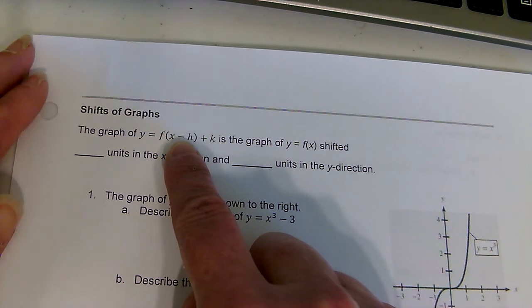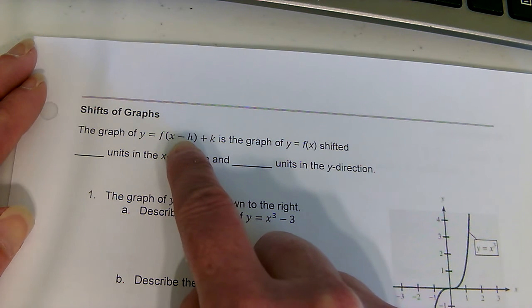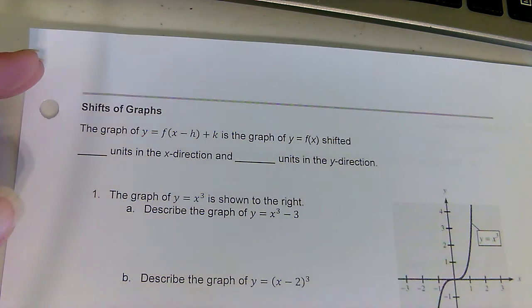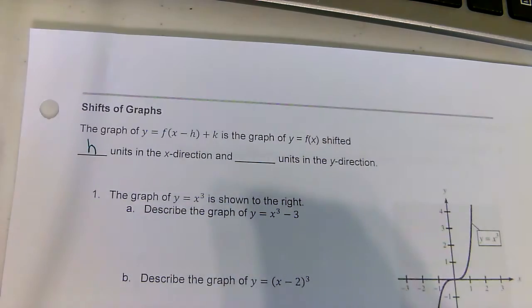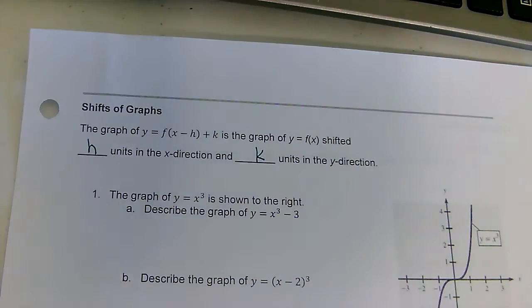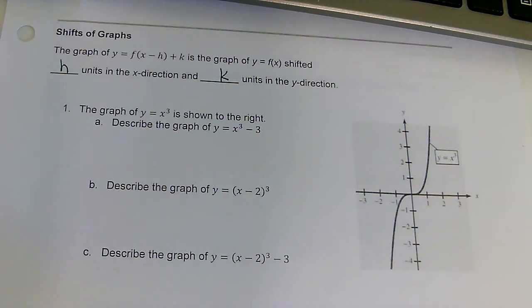If we have a function and we do something on the inside, add or subtract on the inside with the x, the graph will be shifted h units in the x direction. It's going to shift us horizontally. And the k is going to affect the y direction. It moves us up or down. So a lot of this we can see using a calculator. Some of it you may remember from Algebra 2.